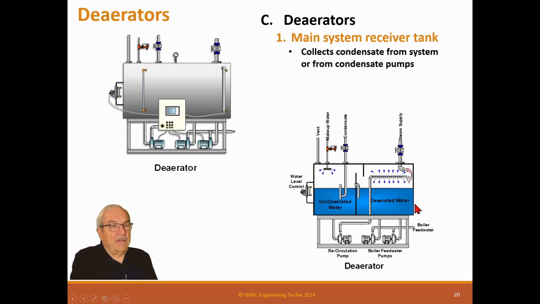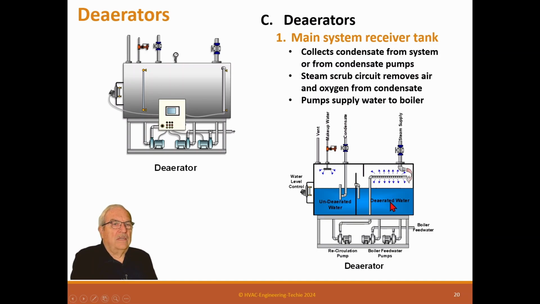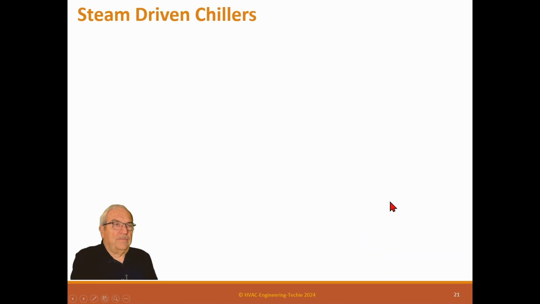And that's a deaerator. It's actually designed to make the boiler more efficient, because number one, it's heating the water up with the live steam, and it's got less oxygen, so there'll be a lot fewer issues in the boiler like foaming and stuff like that. So these are deaerators that are sized for the correct size for the boiler. Steam scrubs the circuit, removes air and oxygen from the condensate. Pumps supply water to the boiler.